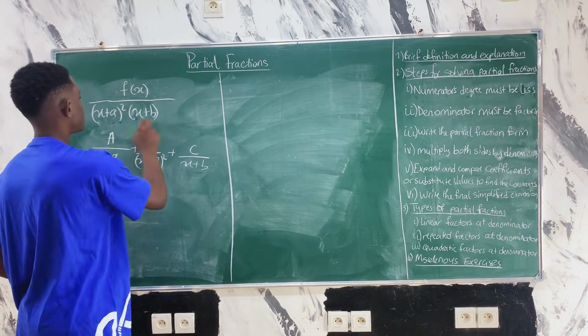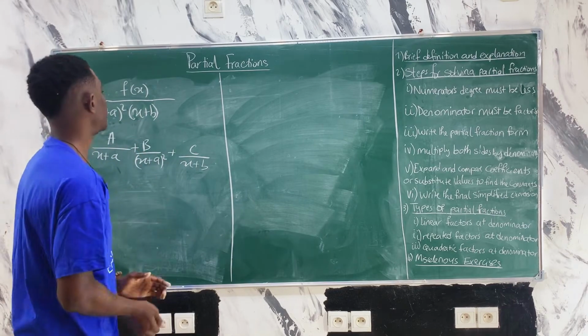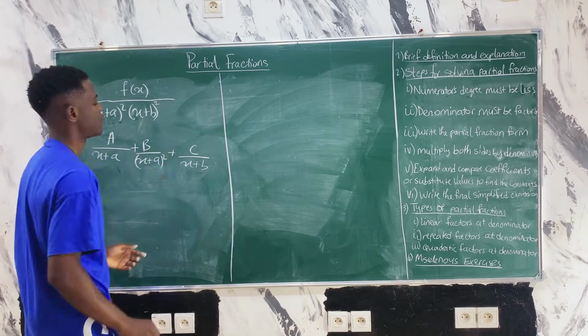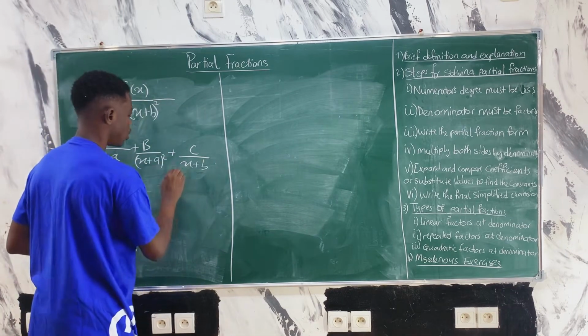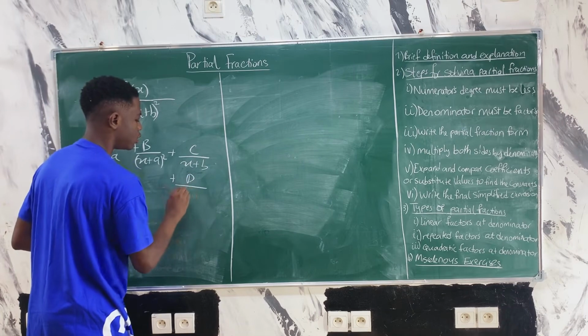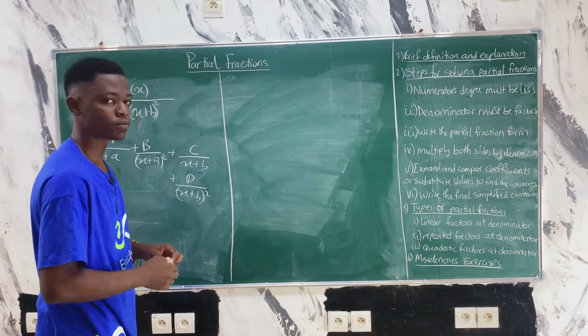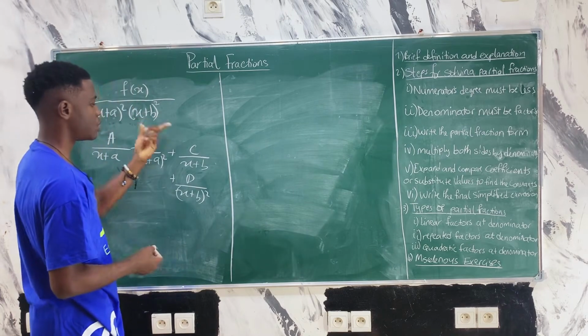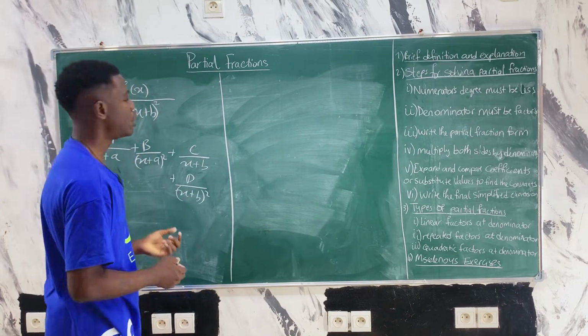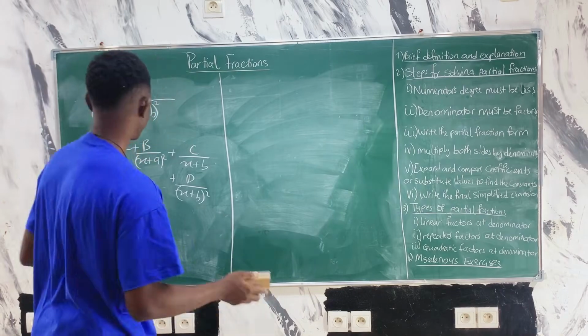If I do not have any x plus b, I will not have any C. If I had x plus b squared, I'll have C plus this plus B on x plus b all squared. So I write it first without the square, then I write it with the square. So that is how it is.